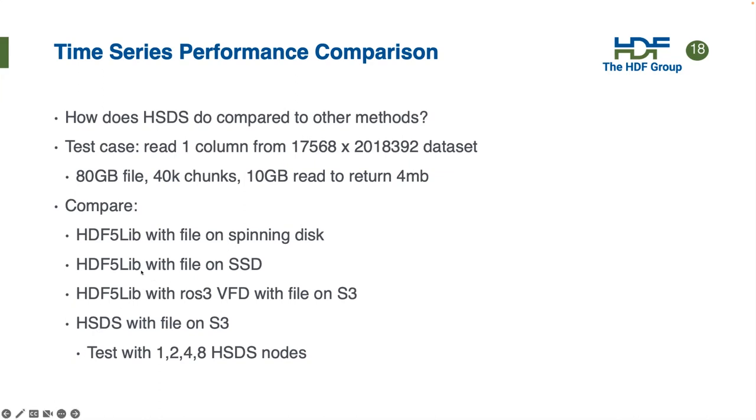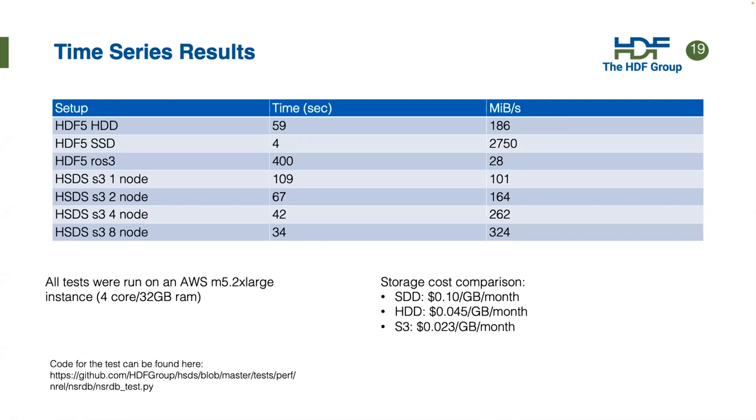And so we're going to compare HDF library with spinning disk, HDF library with SSD, HDF library with the S3 VFD driver, and HSDS with different numbers of HSDS nodes. And voila, here are the results. For the spinning disk with the HDF5 library, this test took 59 seconds. In contrast, the second line, with SSD drives, took 4 seconds. And the third line, using the VFD driver with the data on S3, took 400 seconds. So in conclusion, always use SSD?